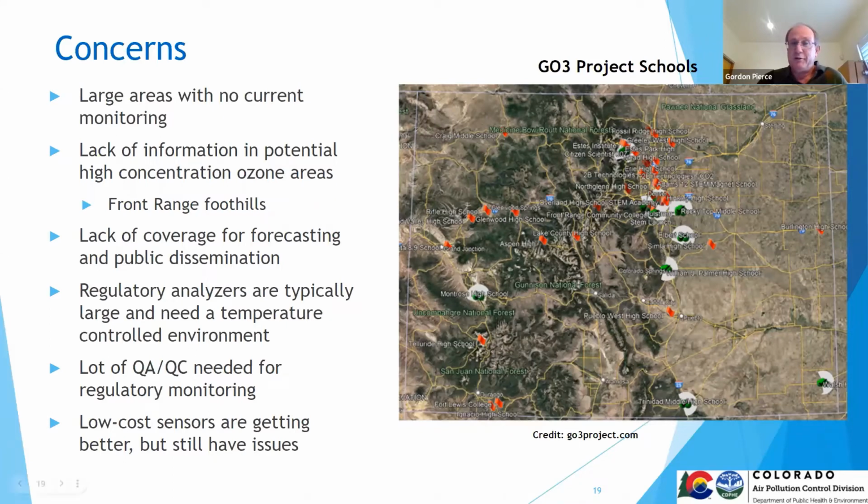That is really our big issue. We just have a lack of information in potential high concentration ozone areas. Like I said, we don't necessarily see that all of Colorado has a problem, but still for forecasting and for public knowledge, it'd be nice if there was more monitoring. The Front Range Foothills is one area of concern.